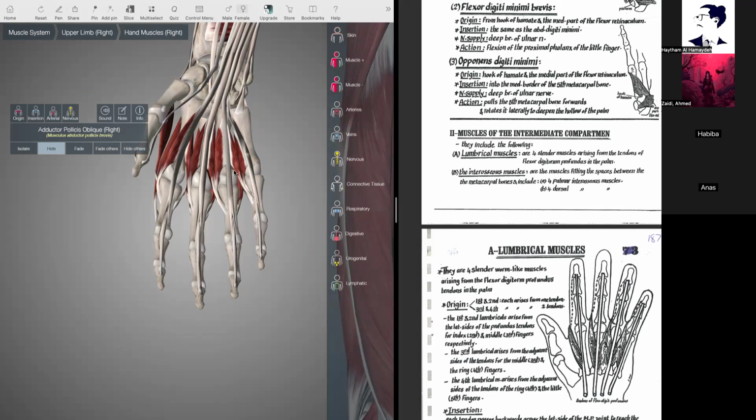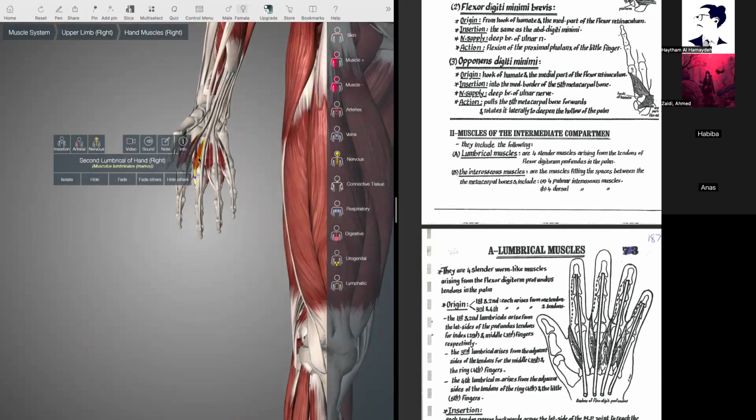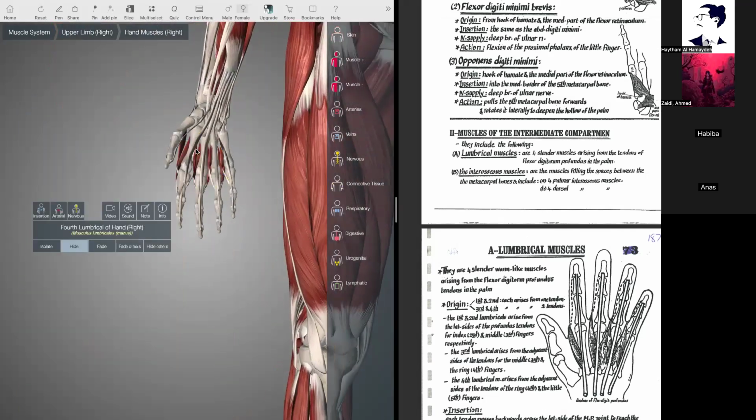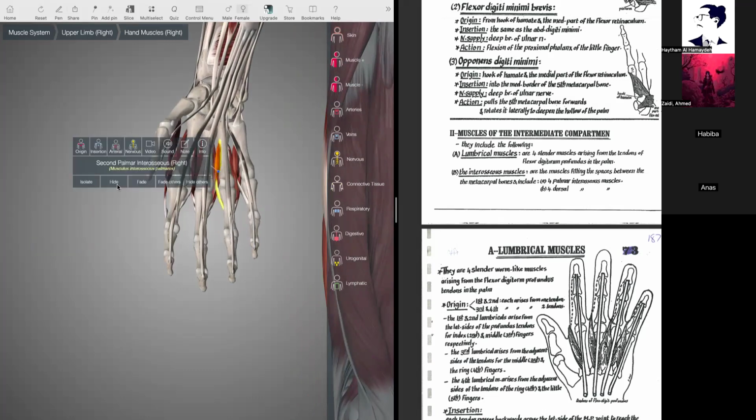The lumbricals are four of them: one, two, three, four, found in the palm. The interosseous fill the gaps between the metacarpals. Either they are palmar or dorsal. Four, four.